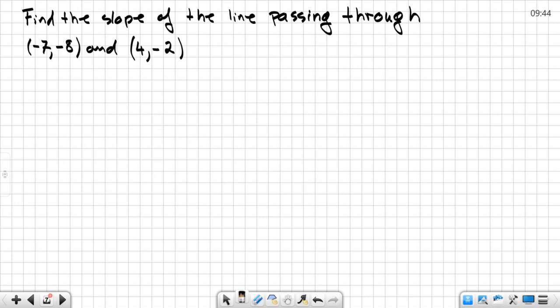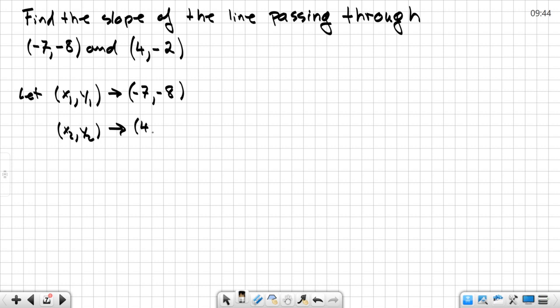So let's go ahead and find the slope. We want to find the slope of the line passing through the following 2 points, (-7, -8) and (4, -2). So which one I'm going to call x1, y1, it doesn't really matter. Let's say I'm going to say x1, y1 is the first point, (-7, -8), and x2, y2 is the second point, (4, -2).